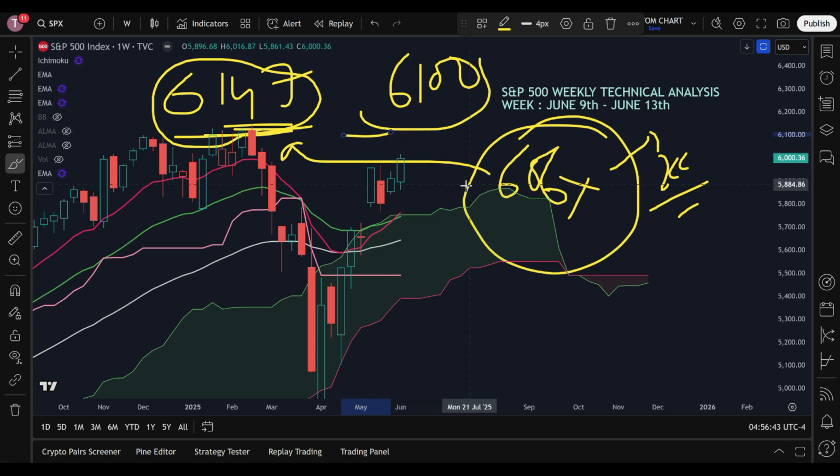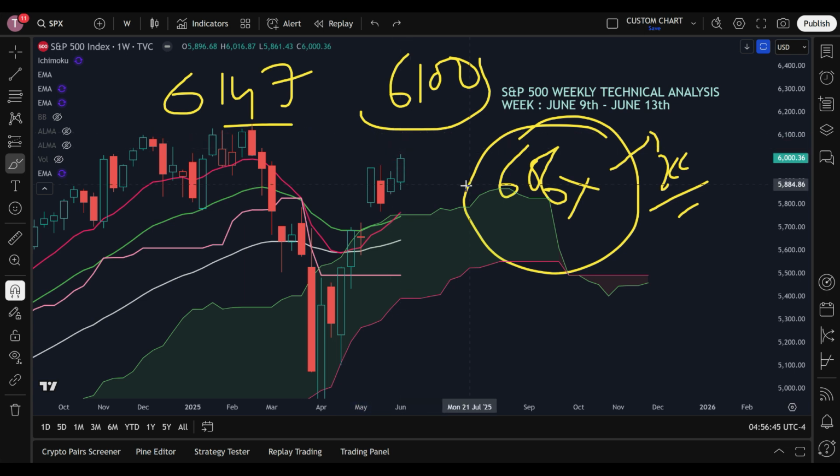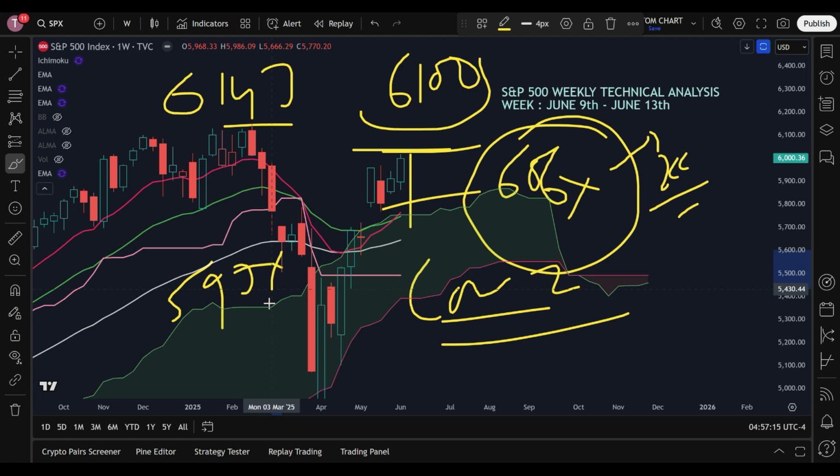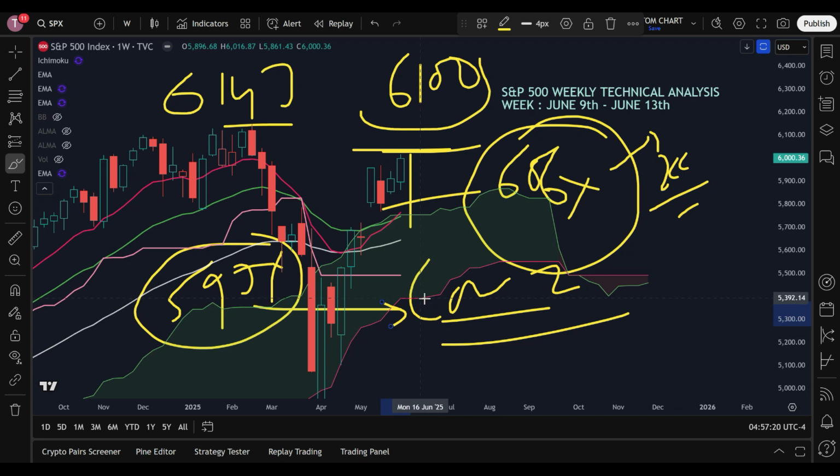Now the question is, the fall will be there, but will it be heavy or not? That depends, because if the fall is seen from 606x, in that case it will be normal. It will be handled by the confluence zone that I have discussed again and again. 597x is part of the confluence zone that I disclosed in the last weekly technical analysis. So any fall from 606x will be handled by the confluence zone, and then there will be a possible recovery back to 6000.